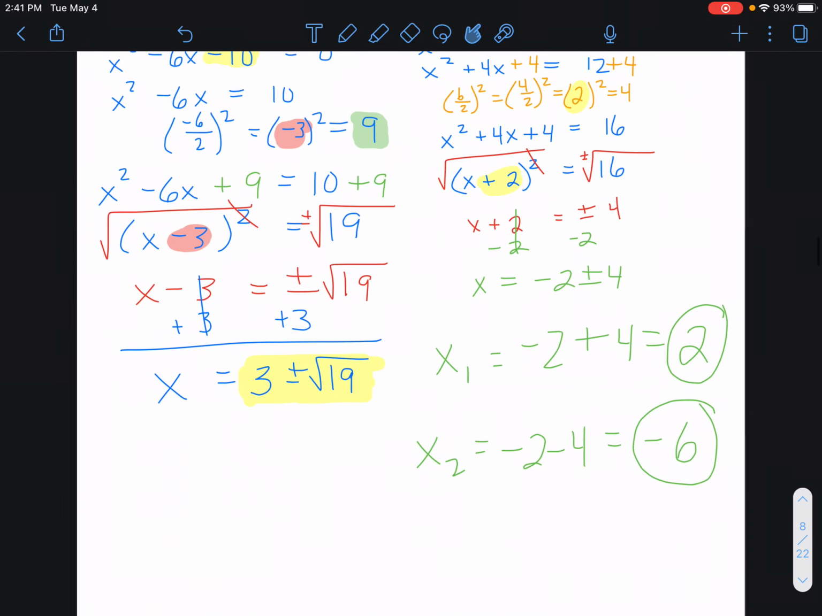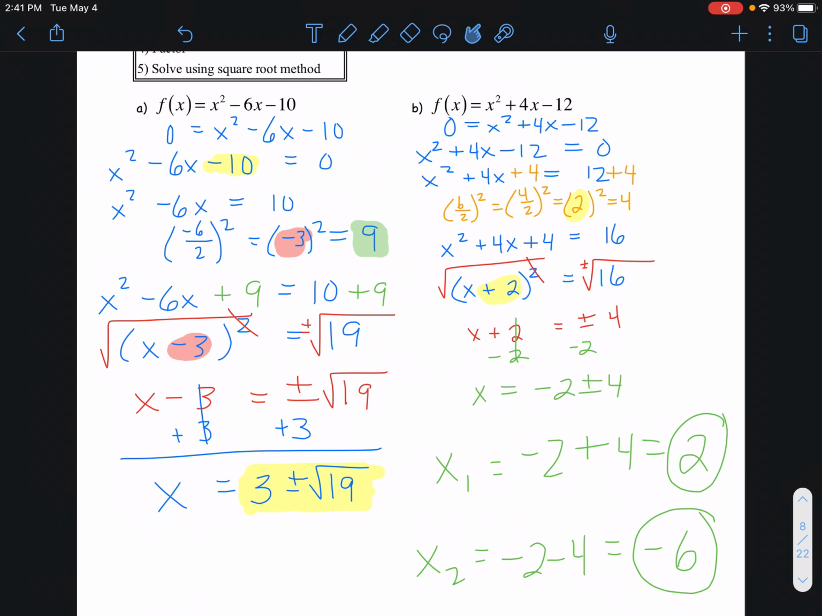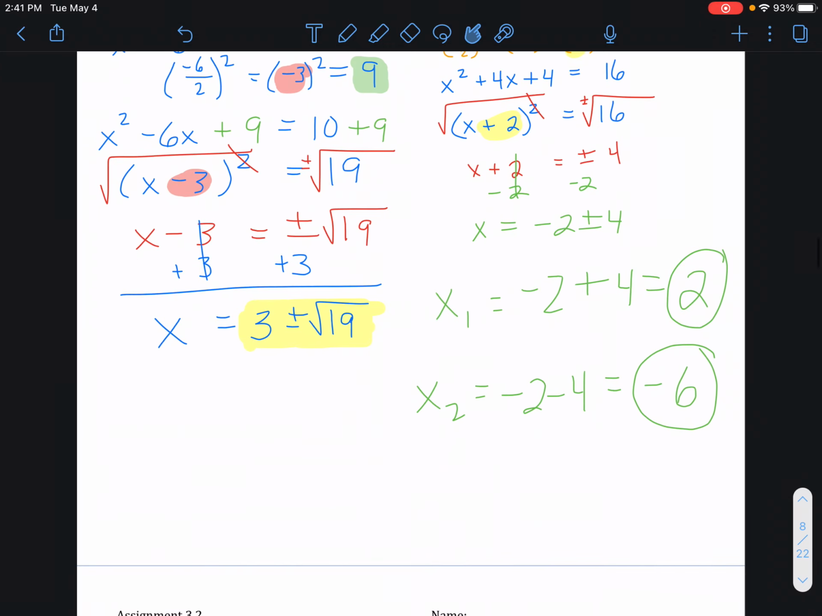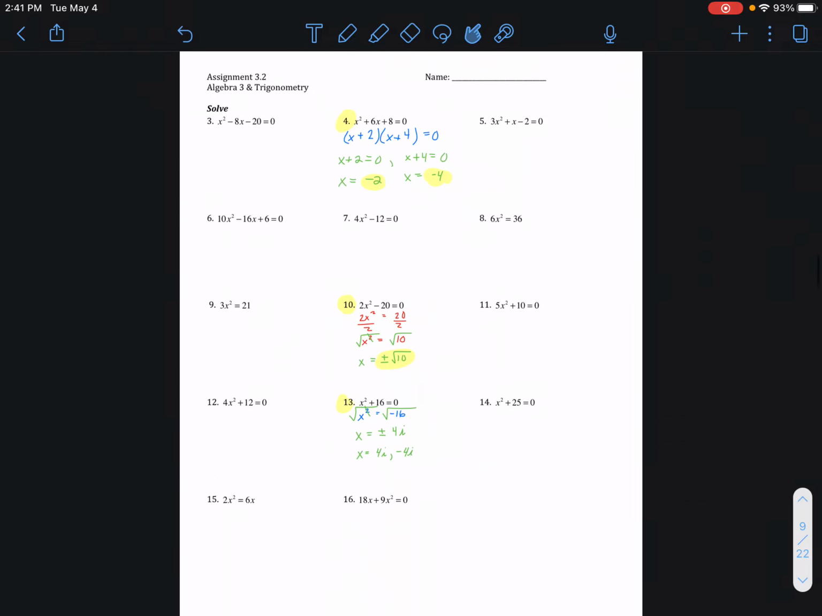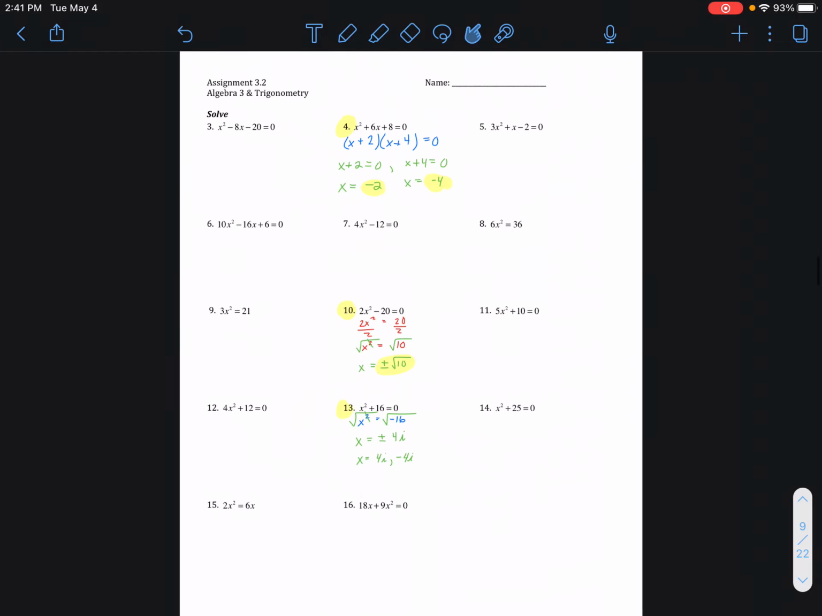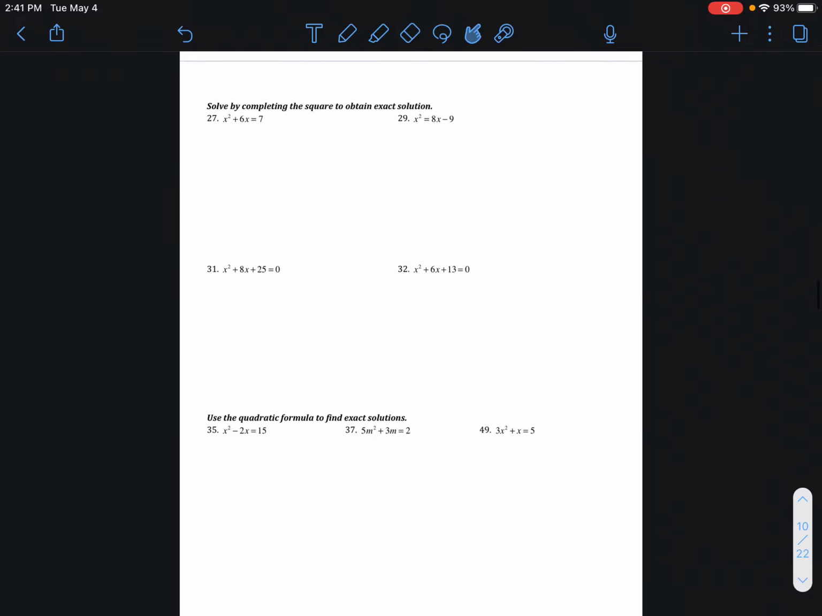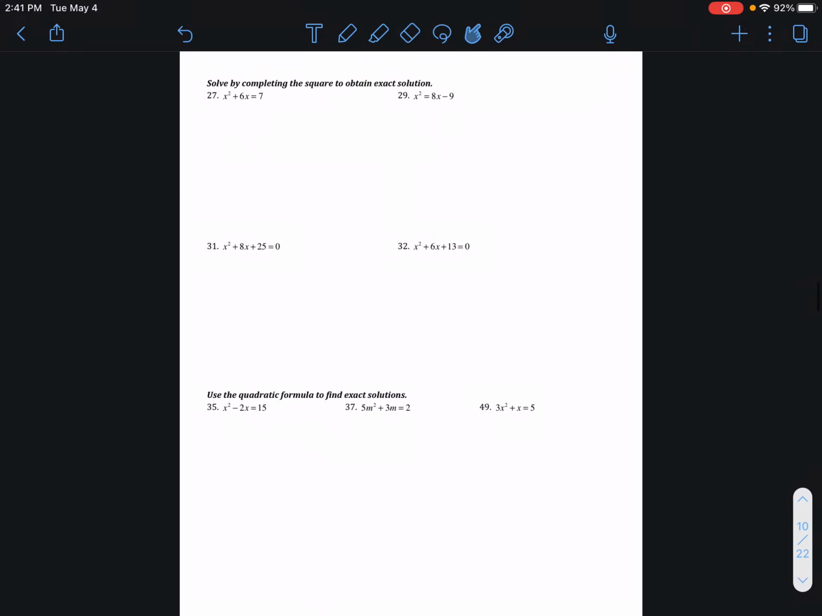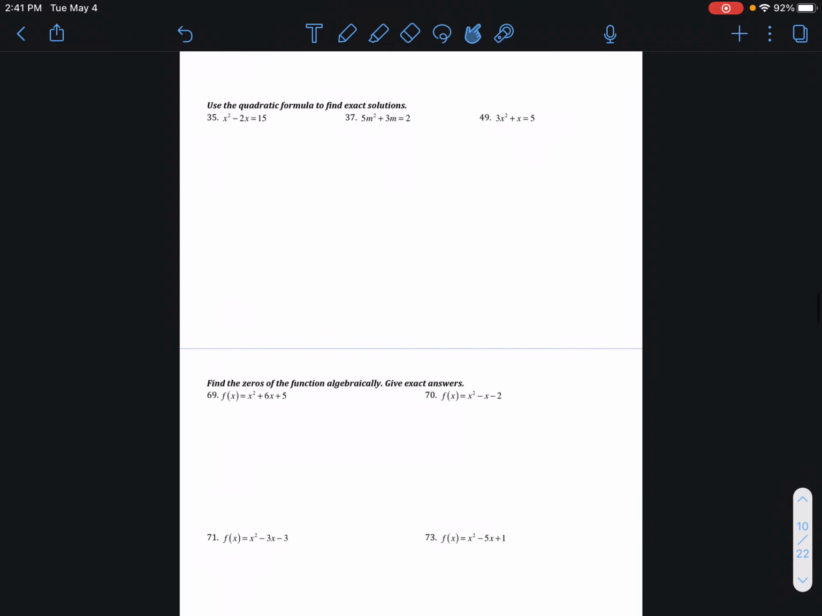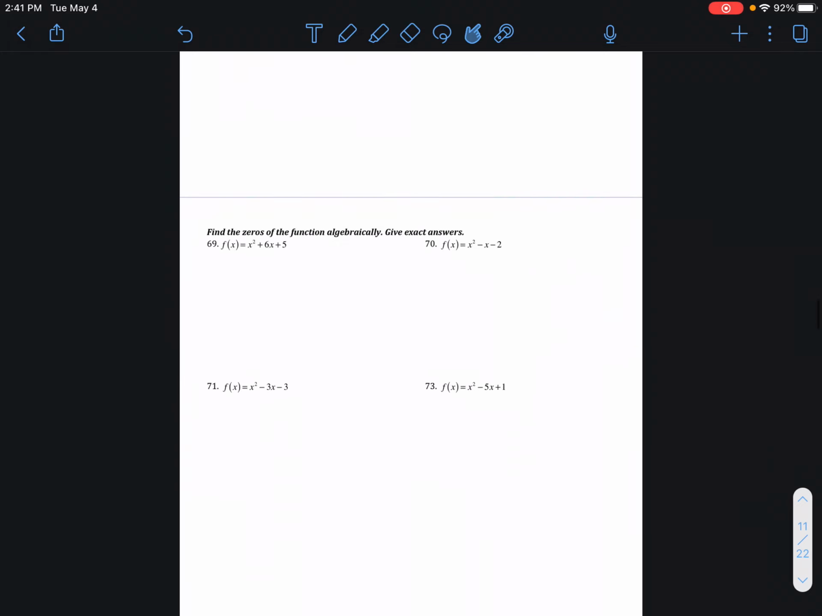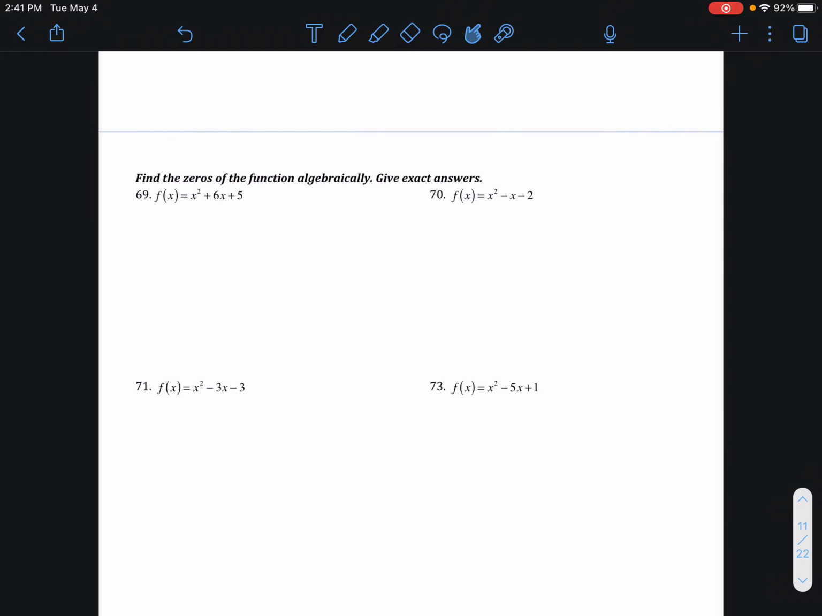Okay guys, as I've said before, I will post additional videos for you to watch on quadratic formula and completing the square. If we scroll down, what did I prepare you guys to do? If you scroll down to assignment 3.2, I have now taught you how to do 27 to 32 for completing the square, 35 to 49 for the quadratic formula, and then on the next page where it says find the zeros algebraically, for 69 to 73, you can just use your own method. You can factor, or you can use the quadratic formula, or you can do completing the square. All right, that's the end of my lesson.